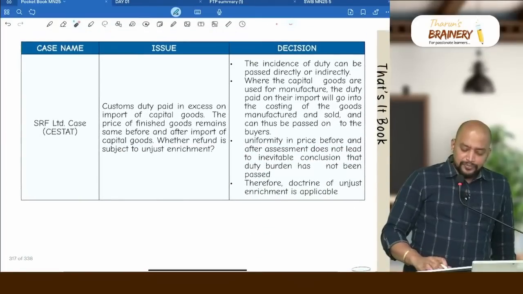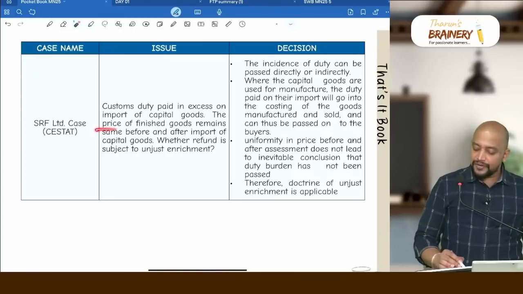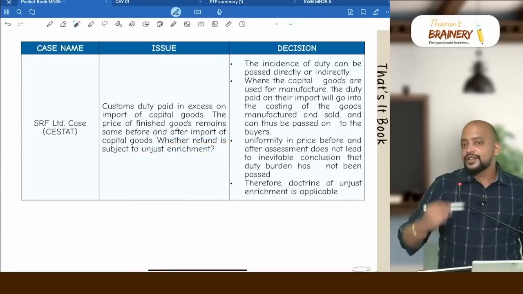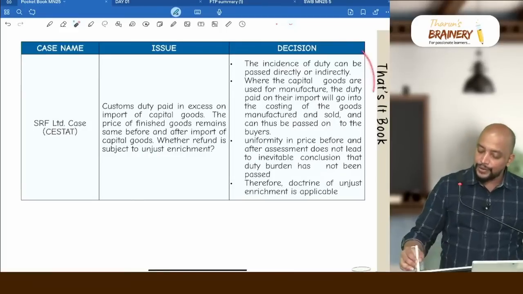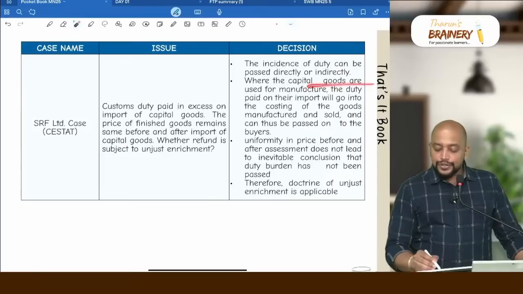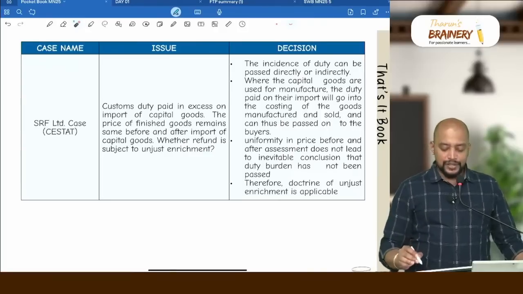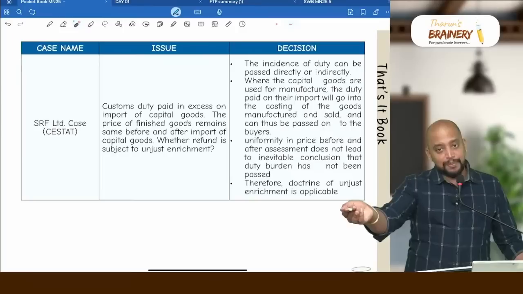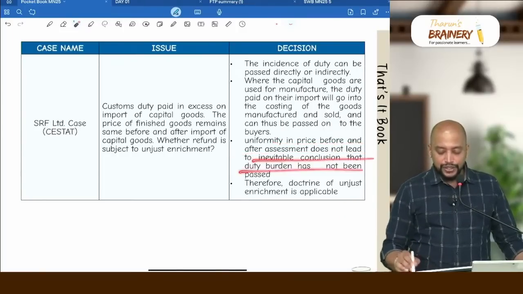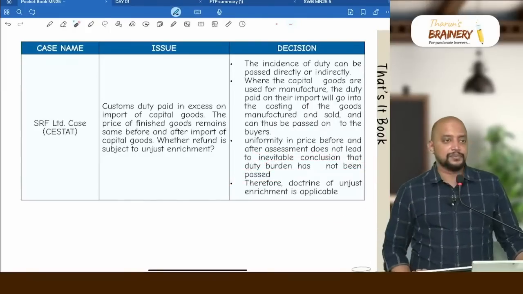Then last case: customs duty paid in excess on import of capital goods, and the price of finished goods remains the same before and after import of capital goods. Whether refund is subject to unjust enrichment. So what is your answer? Price remains the same, just now I told you. So the incidence of duty can be passed directly or indirectly. Where the capital goods are used for manufacture, the duty paid on their import will go into the costing of the goods and thus can be passed. Uniformity in price after assessment does not lead to the inevitable conclusion that the duty burden has not been passed. So therefore the doctrine of unjust enrichment is applicable in that case.